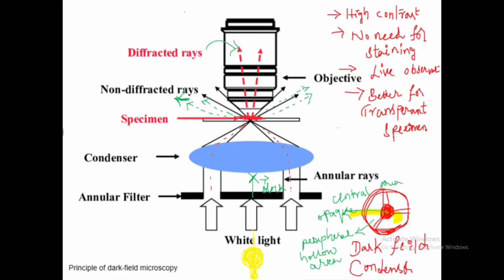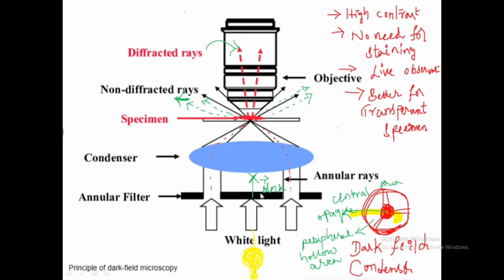Now we can see some advantages of the dark field microscope. First, we can see high contrast. The dark field microscope has high contrast because here the condenser is a dark field condenser. Compared to the light microscope, the condenser is different. Beneath the condenser, we arrange an annular filter. The annular filter looks like this: the central area is opaque and the peripheral area is hollow.